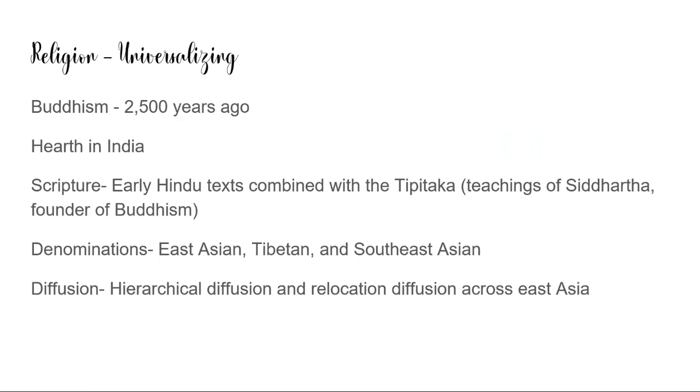Next up is Buddhism. Buddhism started 2,500 years ago. Its heart was in India. The scripture is like early Hindu texts combined with other teachings from the founder of Buddhism, who was an Indian prince. The denominations are East Asian, Tibetan, and Southeast Asian. And the diffusion is through hierarchical diffusion and relocation diffusion across East Asia.